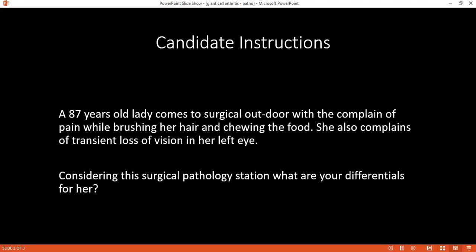Right. So if you have read and understood, yes, ma'am. Considering its surgical pathology station, kindly tell me what are the differential diagnoses that you will consider for her? In this patient, the differential diagnosis will be giant cell arteritis, transient ischemic attack, stroke, vasculitis, thromboembolism. Good. How would you confirm your diagnosis? What tests would you ask for?